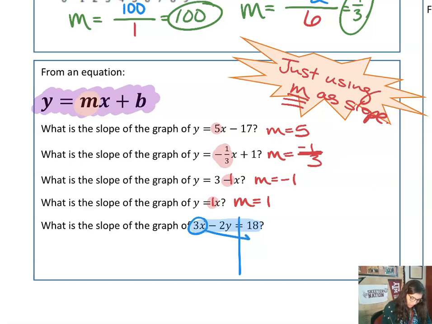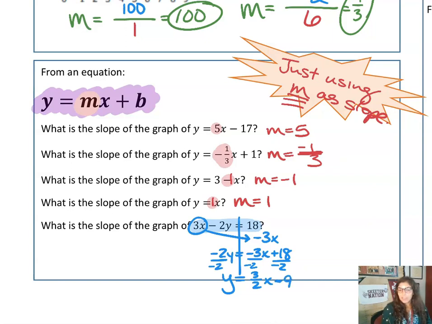I'm going to move the x term to the other side. I cross the line, I change the sign. Then I just rewrite the entire equation, making sure that I don't lose any sign or any number. Last thing I'm going to do is divide by the coefficient of the y to each and every term in the equation. I'd end up with y equal to 3/2 x minus 9.